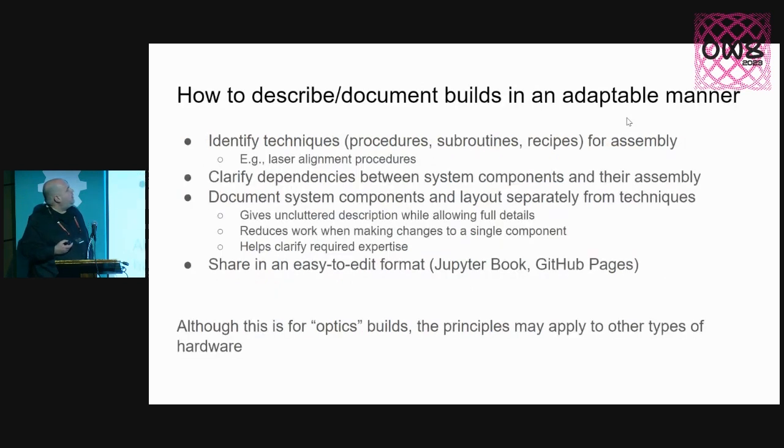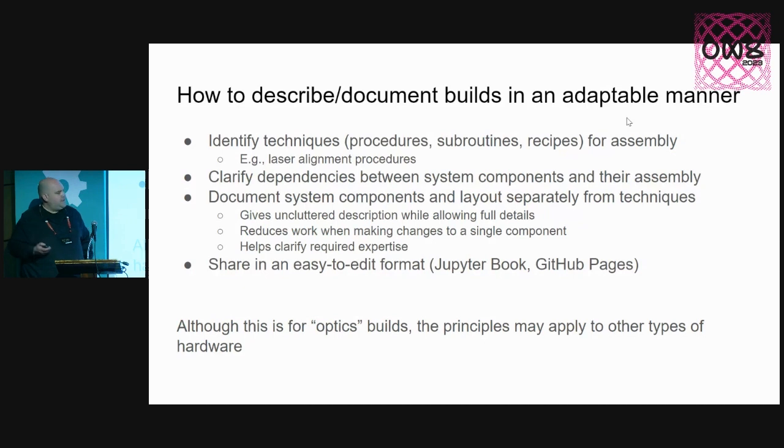We want something that captures the process. And so we want to be able to describe and document complex builds in an adaptable manner. You want to identify all the techniques. So similar to a recipe, what are all the components that you would need? Procedures, subroutines, recipes for assembly. For example, we assume to build our system, you know how to align a laser. That doesn't necessarily mean you do. So how do we capture that and identify that skill set is there or missing?